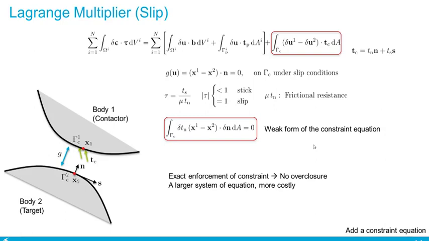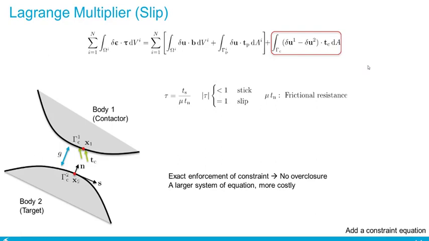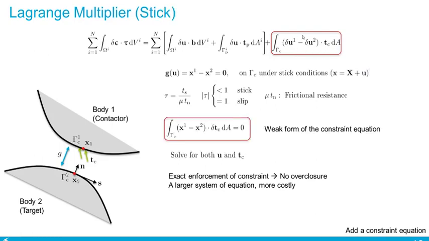And if you look at this form, it is not the symmetric form of this term, which means that when you look at the stick condition, the term in the integral and this term in the integral here for the weak form of the constraint equation, they are symmetric, because variation of u1 is the same as variation of x1, because the capital X doesn't vary. So I can effectively replace u here with small x, and then variation of x1 minus variation of x2 dot product with tc is symmetric as compared to x1 minus x2 dot product with variation of tc.